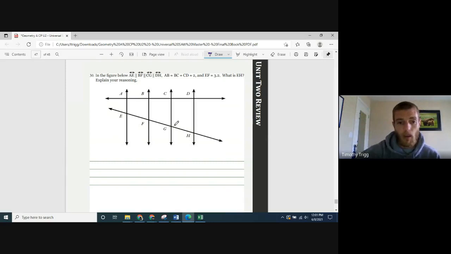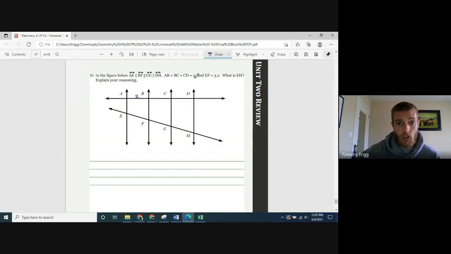Now this one, we have a bunch of parallel lines. It says in the figure below, AE is parallel to BF, is parallel to CG, is parallel to DH. So in other words, we could see there's 4 parallel lines. So these 4 lines are all parallel to one another. AE, BF, CG, and DH, all parallel to each other. Okay, then it says AB equals BC equals CD equals 2. So AB, that's the length from A to B, this length here. And it says that length is 2, right?